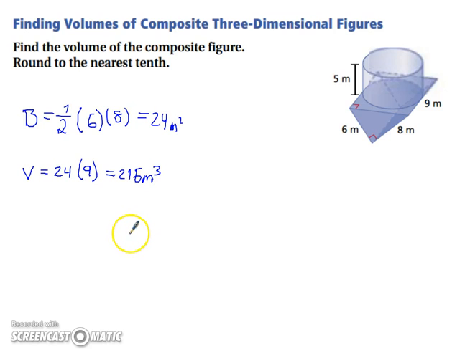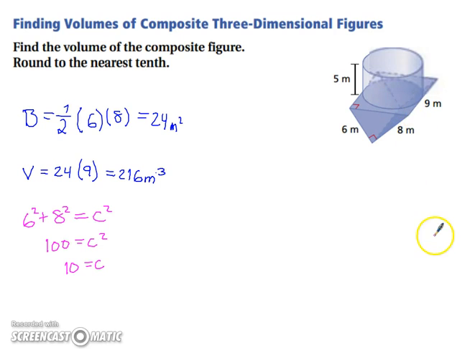Alright, well, we need to figure that out. Now to do that, we can use the Pythagorean theorem. So we have 6 squared plus 8 squared equals our c squared. So we have 36 plus 64, which is 100, and the square root of 100 is 10. So therefore, since our diameter is 10, our radius must be 5.